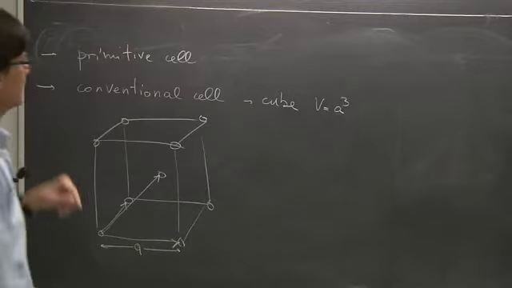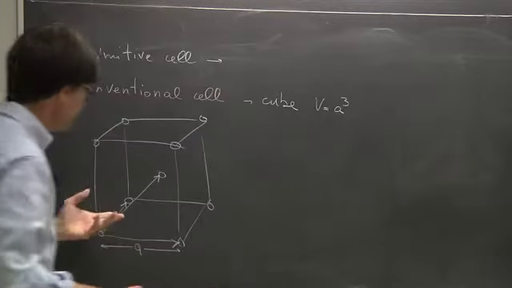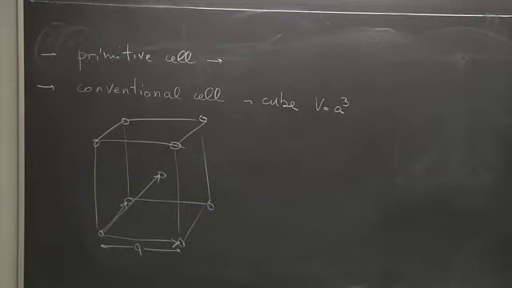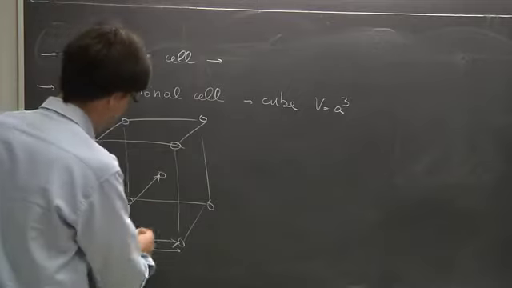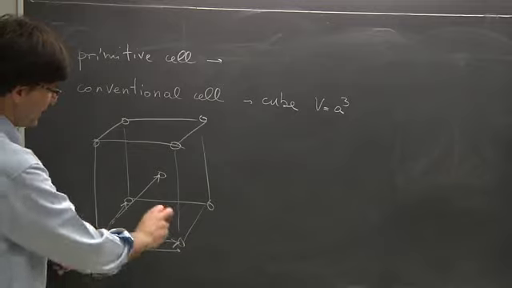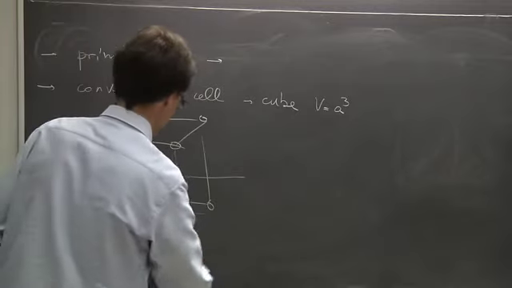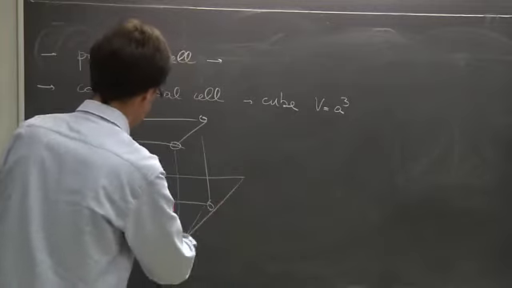While the primitive cell for the BCC is a very awkward object. For example, if you choose the unit cell generated by these three vectors, it's a very complicated object.